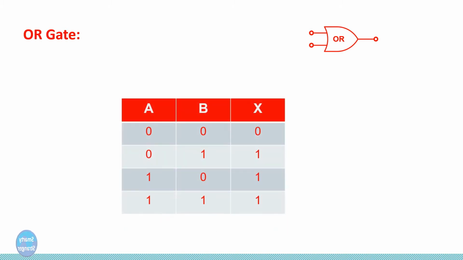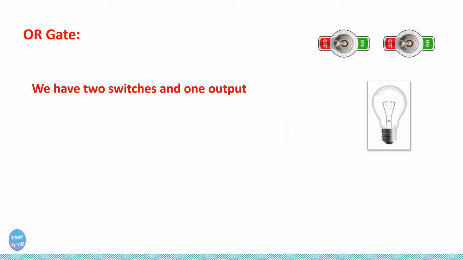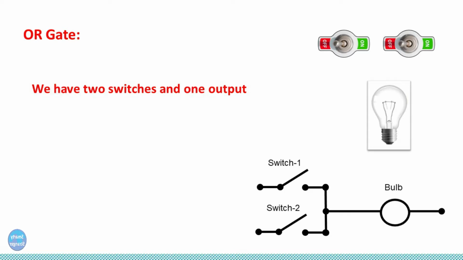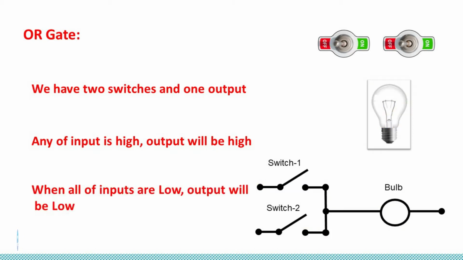Consider the table. The output of the OR gate is high when any of the inputs is high. The output is low when all of the inputs are low. Now we try to understand its logic by making an electric circuit. We have 2 switches and 1 output. When any of its inputs is high, the output will be high. When all of the inputs are low, the output will be low.